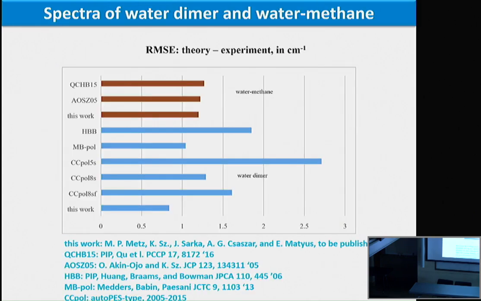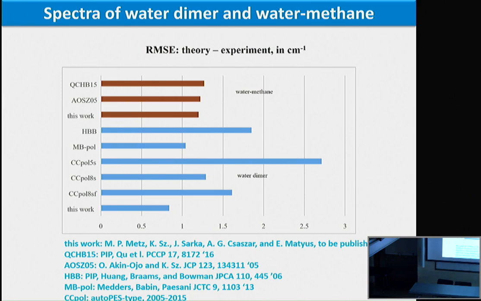Okay, so a couple of examples of how it works. So this is the water dimer, and we compare here with various previous work, including previous work from our group. So here are various citations to various papers. This is work in progress in collaboration with Edit Mátyus and Attila Császár from Budapest. Those are potentials obtained in a very quick time period, with no human intervention, completely automatically using AutoPES.